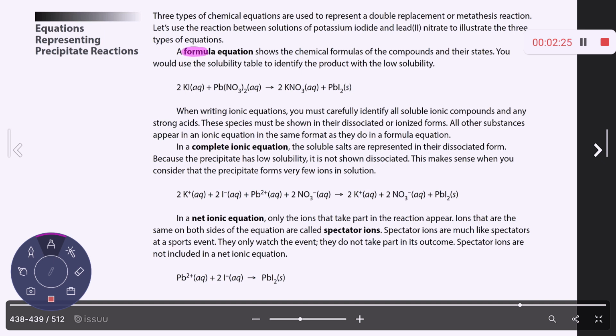Okay, so the first part is called the formula equation. Sometimes they're going to call this the molecular equation. They mean the same thing. The formula equation is just the balanced chemical reaction, and it needs to have the states of matter on it, okay? So here you're going to notice that we've got a solution of potassium iodide, a solution of lead-2 nitrate, a solution of potassium nitrate formed, and then you have a solid lead-2 iodide. That was my precipitate, okay? So let's just make a note here that we need the states of matter.